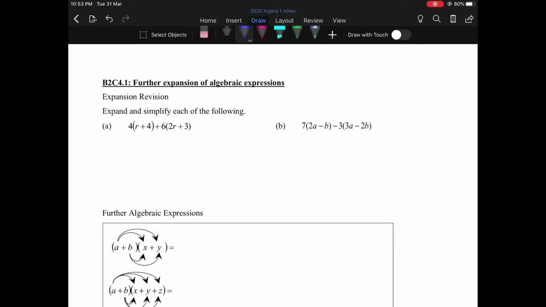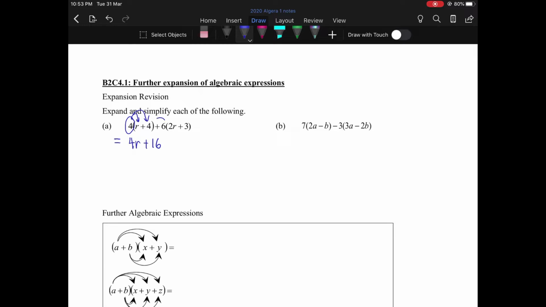Further expansion of algebraic expressions. Let us revise expansion and simplification of algebraic terms. Part A, you have to distribute 4 into every term in the bracket. You get 4r plus 16.